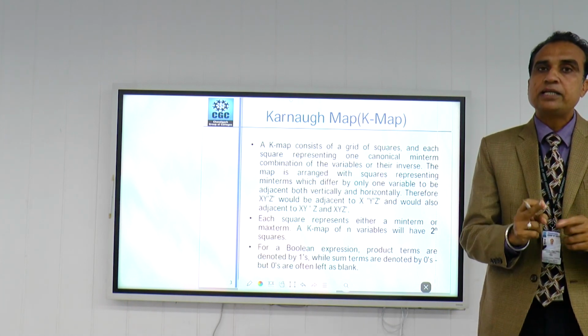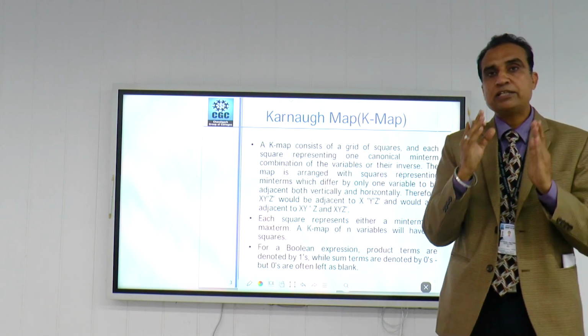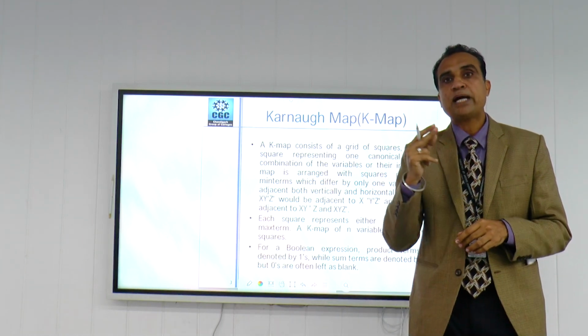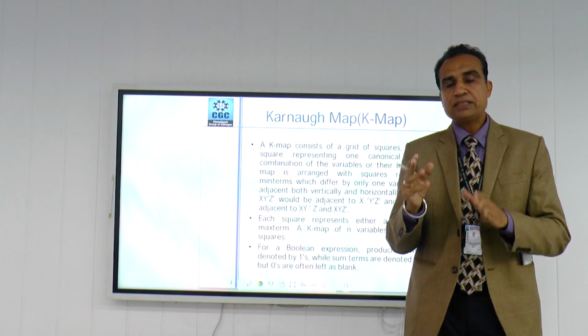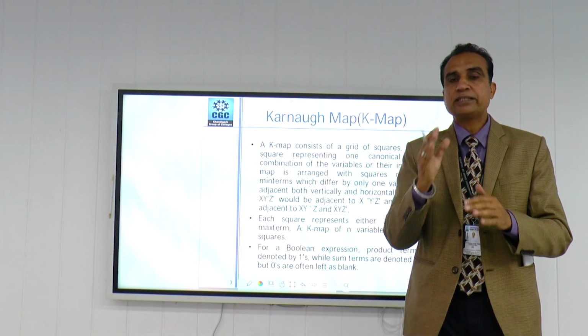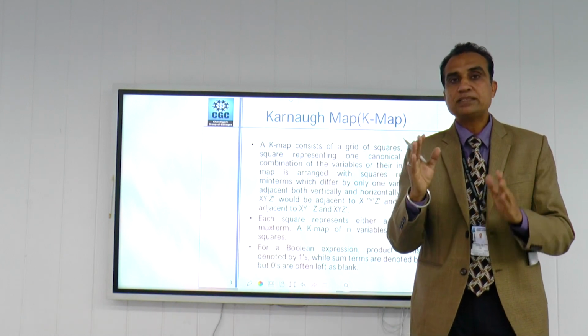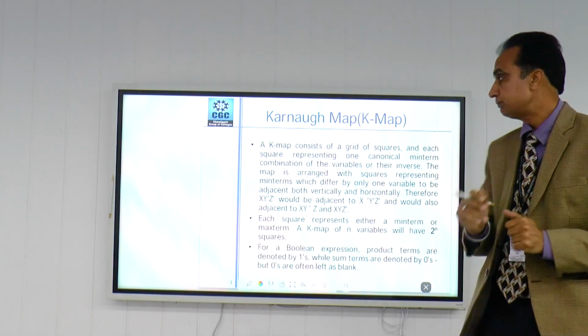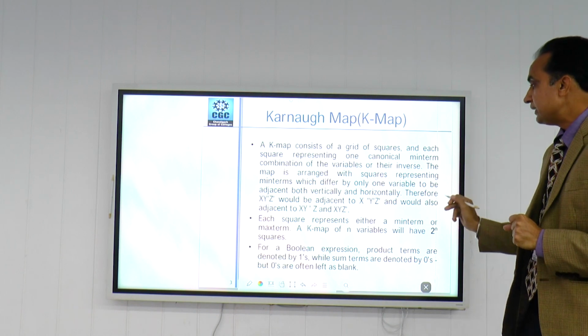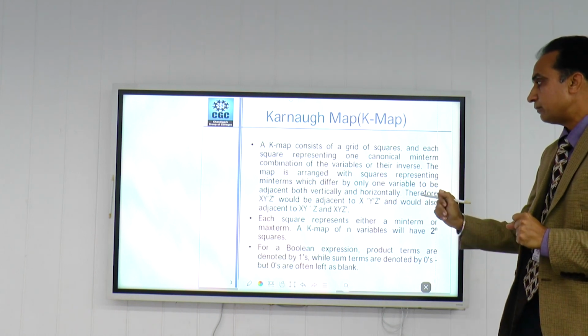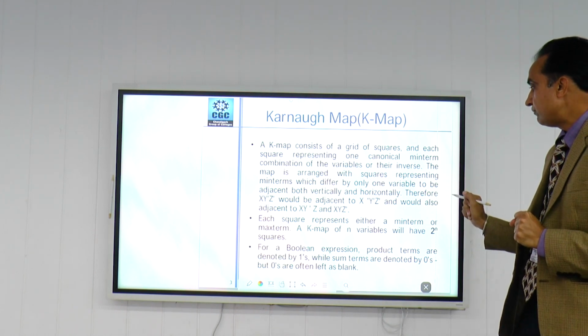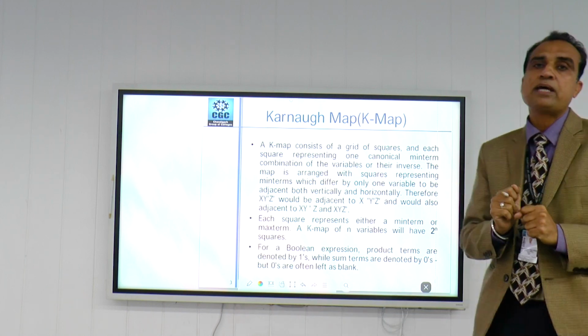And each square grid of the K map differs by one variable from the adjacent box. Means if the adjacent box contains the 0 value, then the next box contains the 1 value. Means there is a difference of 1 variable. Each square represents either a min term or max term. For a K map of n variables we have 2 raised to the power n squares.